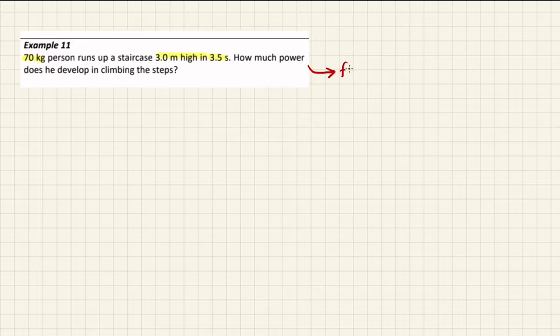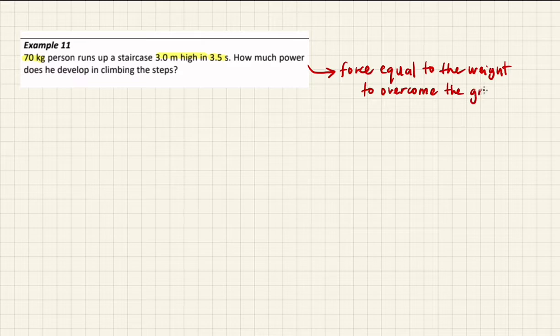Okay, so for the work to be done, the force is equal to the weight to overcome. So maksudnya force yang kita beri, force yang digunakan untuk naik tangga tadi tu kena sama ataupun kena lebih daripada weight, barulah dia boleh naik tangga itu. So the force equals the weight to overcome the gravity. Okay, so right now we want to calculate power.